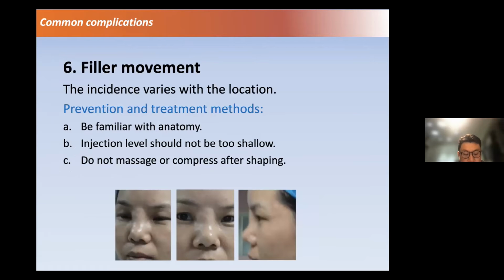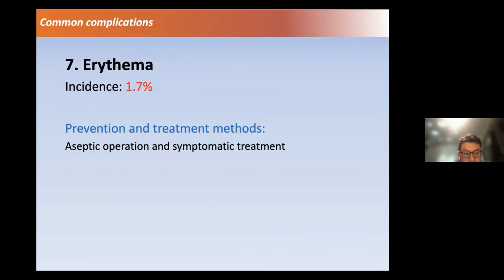And the sixth is filler movement, and its incidence varies with the location. Prevention and treatment methods include being familiar with anatomy, the injection level should not be too shallow, and do not massage or compress after shaping. And the seventh is erythema. The prevention and treatment method is aseptic operation and simple atraumatic treatment.